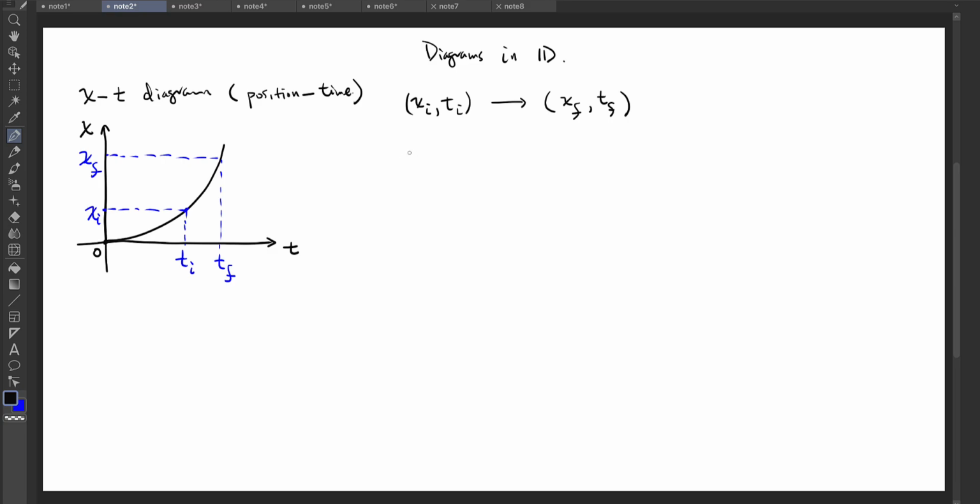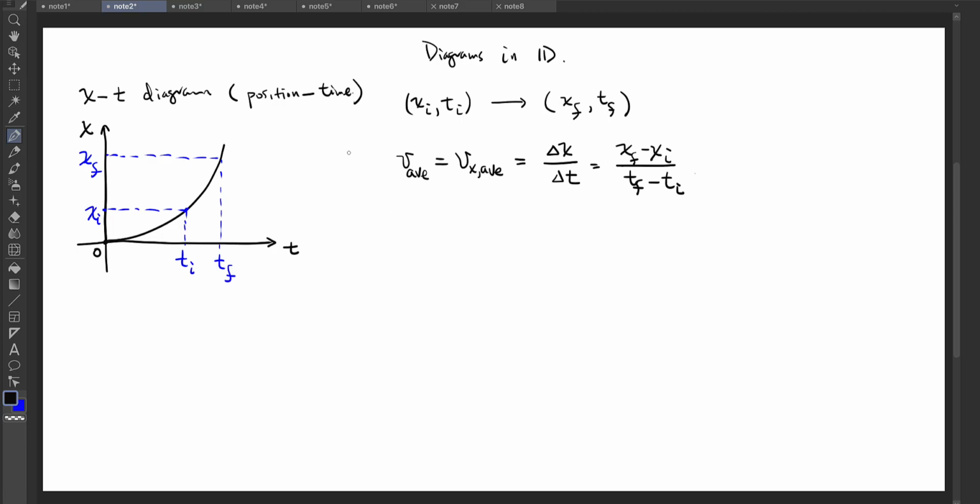So now the question is, what is V average? And in fact, this one is the Vx average, right? Remember, we are talking about 1D motion. So that, according to the definition, is given by delta x over delta t, which is x final minus x initial over t final minus t initial.